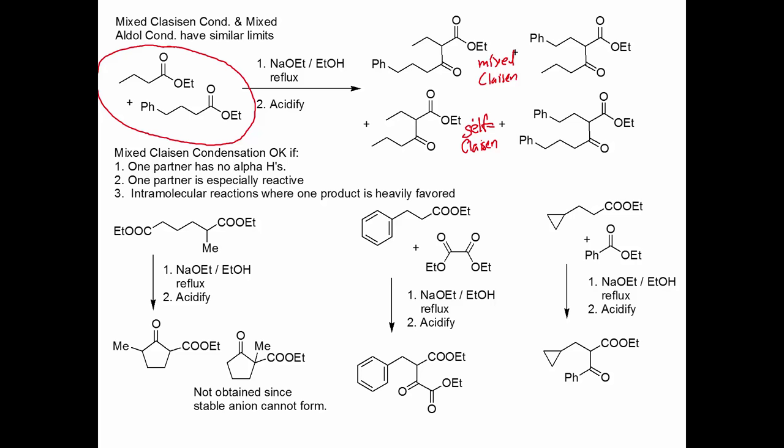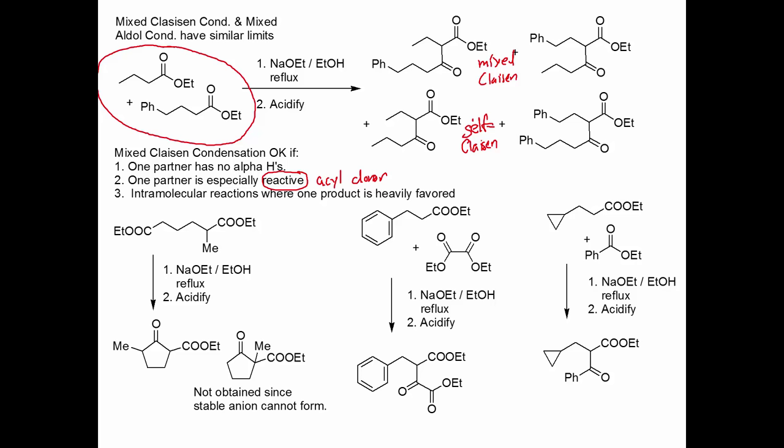Okay. All right, the mixed Claisen condensation becomes okay if, just like with the aldol, one partner has no alpha hydrogens, or one partner is especially reactive or electrophilic. We'll call this the acyl donor Claisen condensation. And intramolecular reactions where one product is heavily favored.